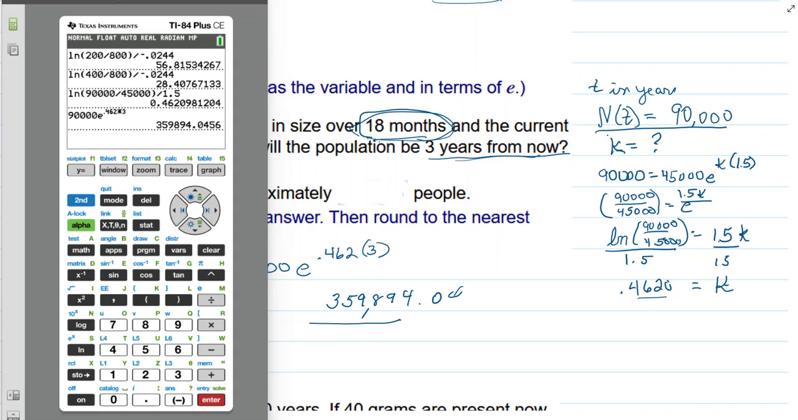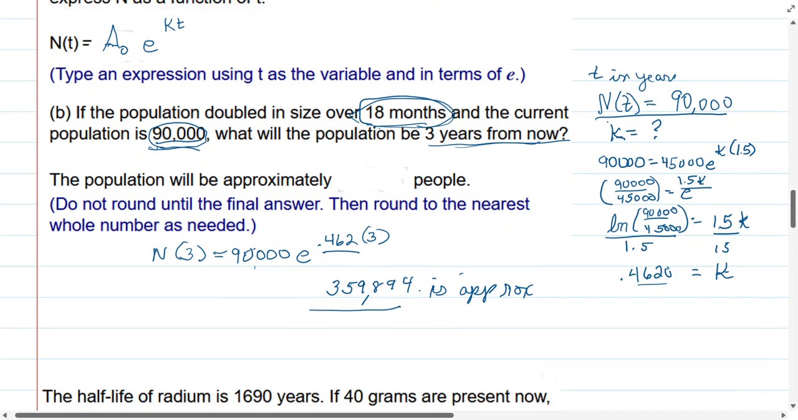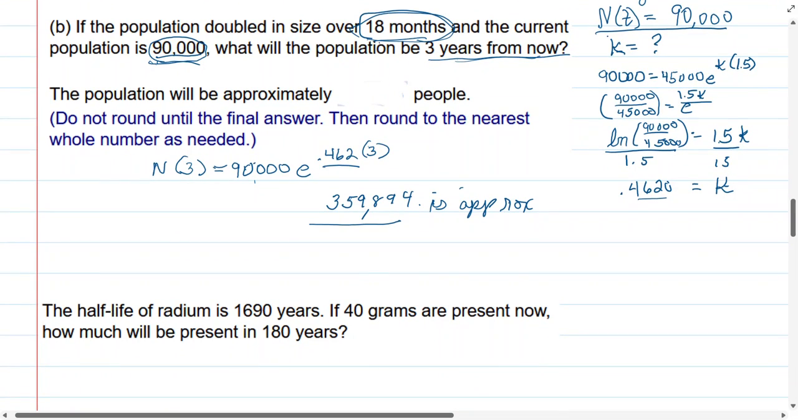Going real big. Grows at almost half. That is a super boom. Okay, now we're talking half-life of radium is 1690 years. If 40 grams was present now, how much will be present in 180 years?